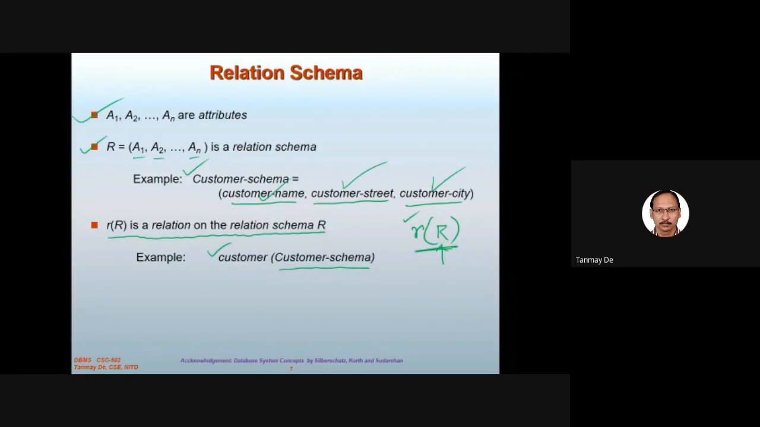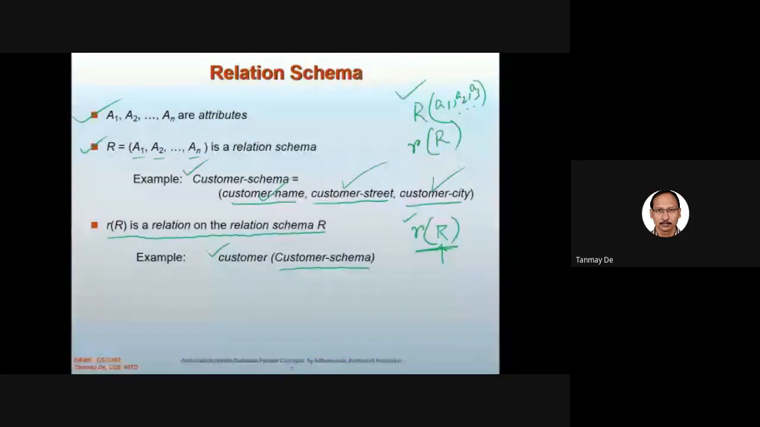I can again repeat. Capital R is the schema that consists of structure. What does the structure mean? This relational schema consists of the attributes, say A1, A2, A3. These are the attributes. This is the relational schema. And small r of R is the relation on the schema capital R.